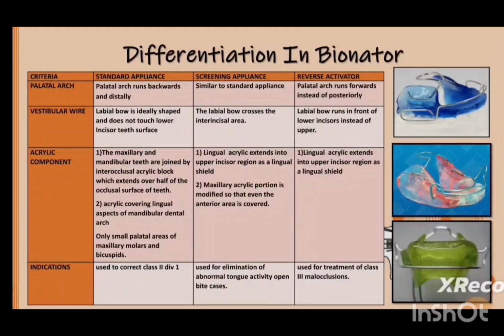Now, the standard appliance is indicated to correct class 2 division 1. Screening appliances are used to eliminate abnormal tongue function or in open bite cases, and the reverse activator is advocated in class 3 malocclusion cases. Right? Now, think about what you will do when we already have proclined incisors. To prevent the further proclination of incisors, we can place an acrylic block that will cover the incisors, capping of the incisors, right?